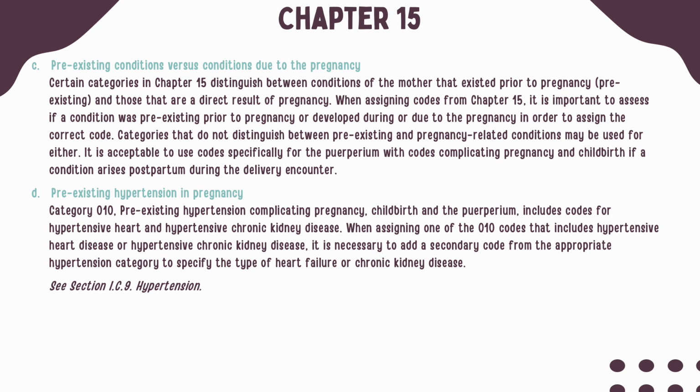Category O10 should be used for hypertensive heart and hypertensive chronic kidney disease that are pre-existing and present in pregnancy. When assigning a code from O10, it is necessary to also code the appropriate type of heart failure or the type of chronic kidney disease.